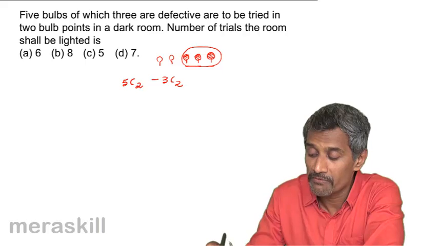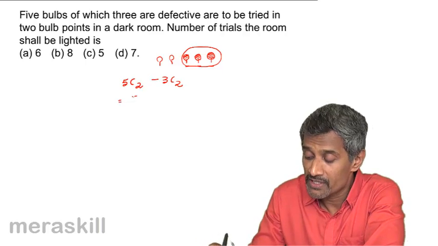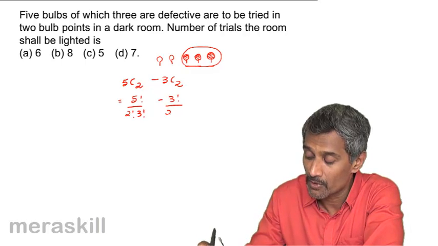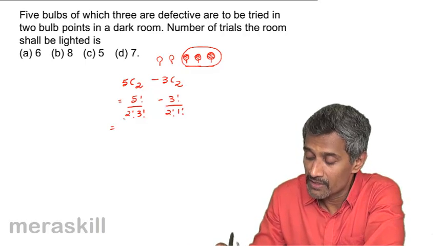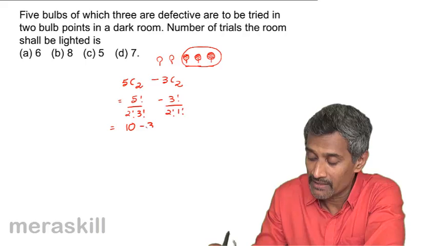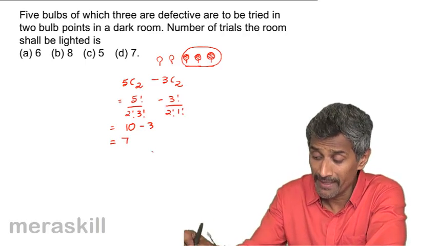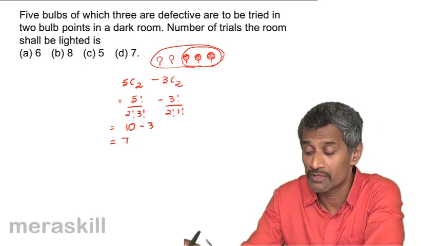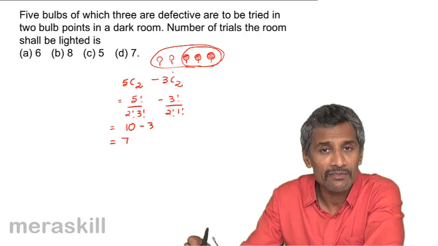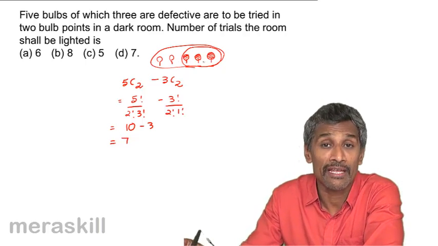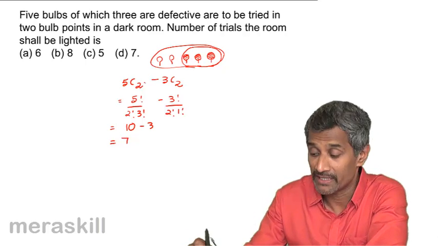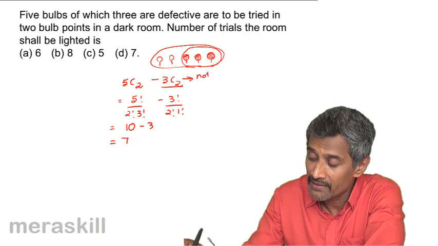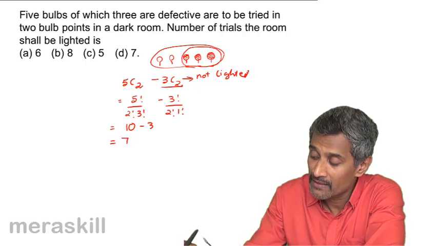So it's eventually going to be 5C2 minus 3C2, which is 5 factorial by 2 factorial into 3 factorial minus 3 factorial on 2 factorial into 1 factorial, which of course will turn out to be 10 minus 3, which is 7. So basically, 5C2 involves all these. That is, any two of these bulbs are chosen and fitted in the 2 sockets. In these, a few of the trials may lead to lighting, and some may not. So this is not what we want. We have to remove the ones in which the room is not getting lighted. It's as simple as that.